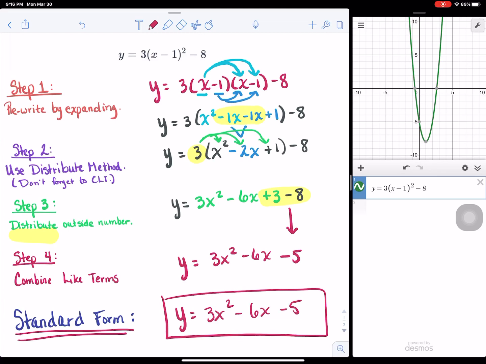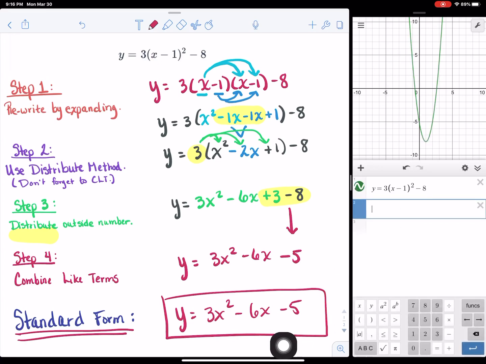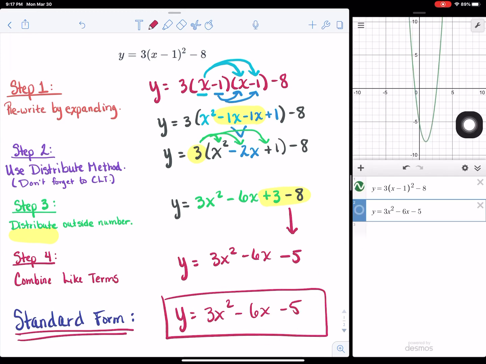To check our work, we're able to put the original problem into the graphing calculator, and then we could write our standard form on the second line, which is y equals 3x squared minus 6x minus 5. And if you noticed, they overlapped. Do you see that? They're overlapping.